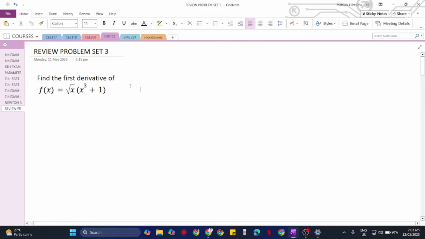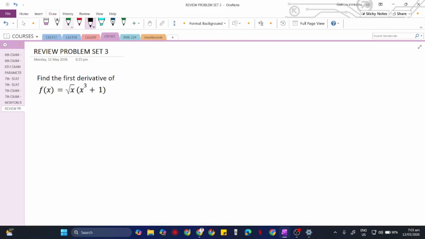Find the first derivative of the given function f of x equals square root of x multiplied by the quantity x cubed plus 1. First, we can solve this by two methods. The first one is using the product rule. We can let this one be our u and this one be our v.